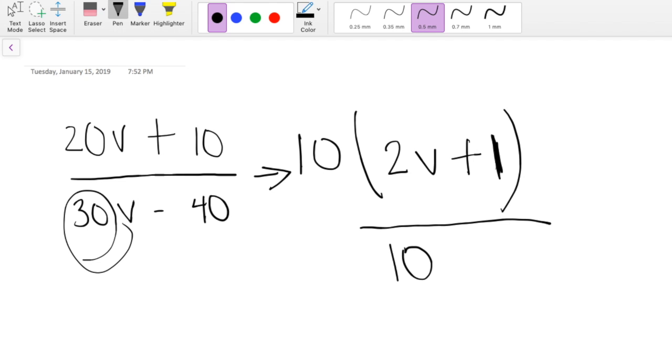All right, what does that leave us with? I hate how the 10 is over here and another one is over there. But all right, so we factor out a 10, and now we have 3v minus 4. All right, 10 in the numerator, 10 in the denominator.